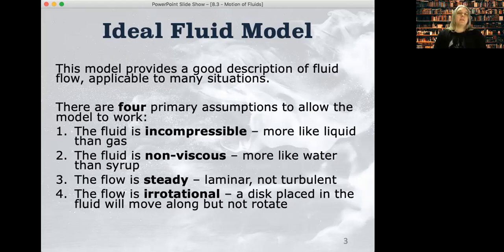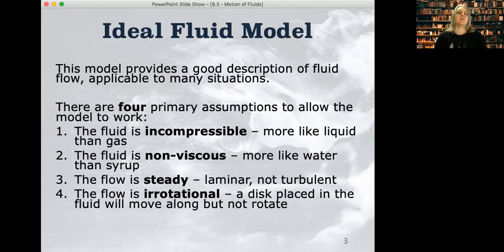For the ideal fluid model, we have 4 primary assumptions that you should all be aware of, and that way you can identify a system that doesn't have these 4 assumptions being close to true, and you can say, well, this isn't going to reflect the real scenario because we've got these assumptions that aren't being met.